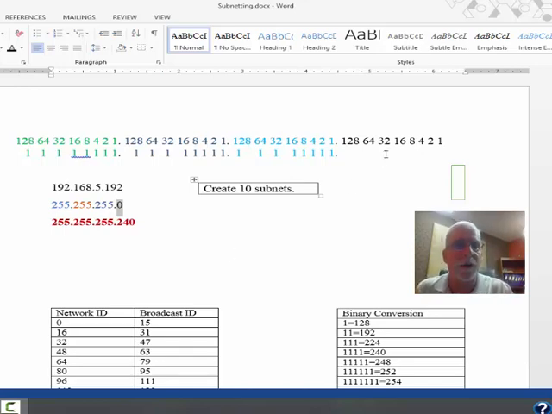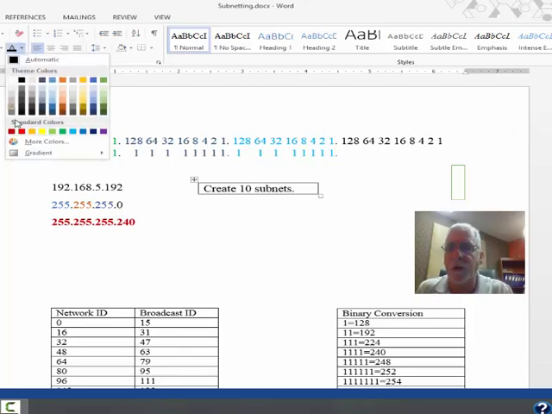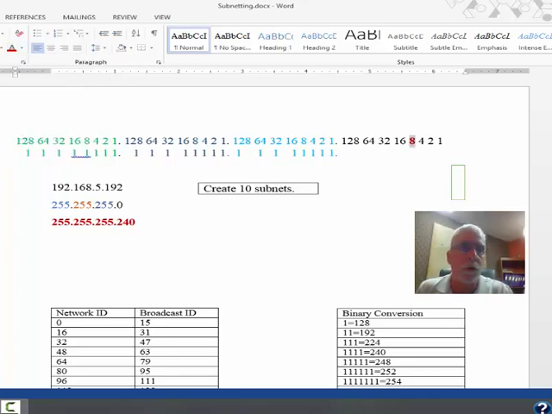We want 10 subnets. So that means I have to borrow that bit, the number 8 there, and I'm going to make that red so it stands out. And I'm going to make it bold. And then we have to borrow the 2. When I went to school, and probably when you went to school too, 8 and 2 is 10. That's my 10 subnets. But I can't borrow individual bits. I have to borrow consecutive bits. So that tells me I have to borrow all 4 of those bits right there.